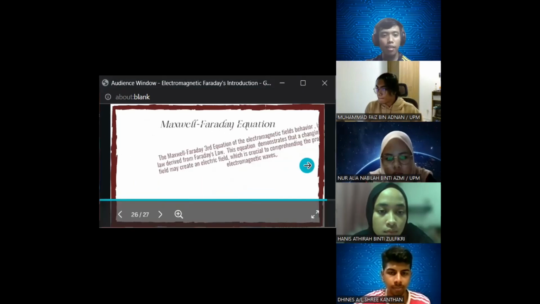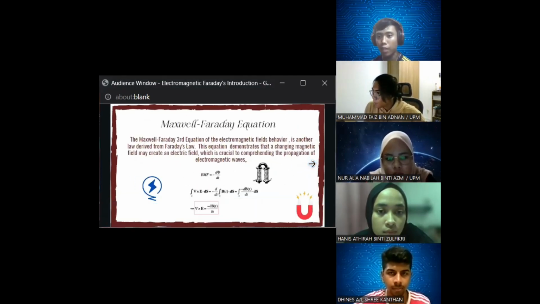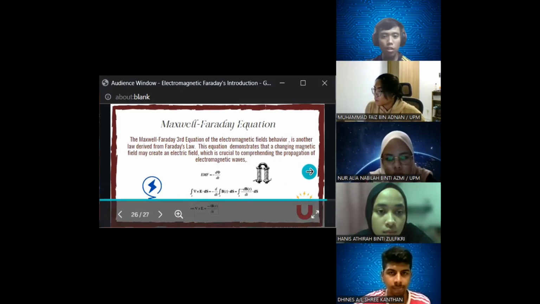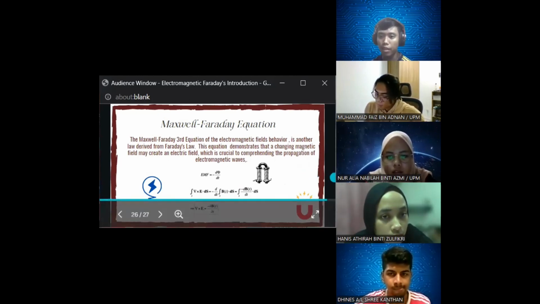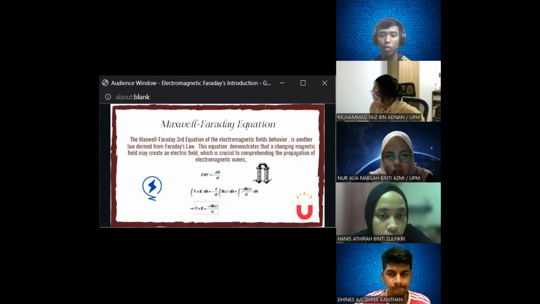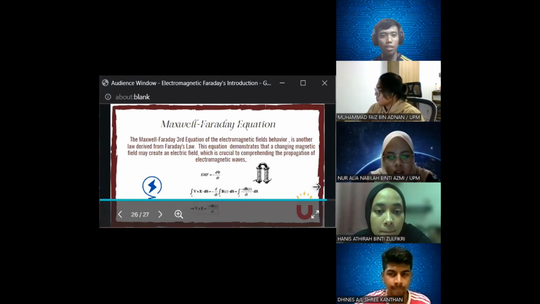And then the next is Maxwell's third equation of electromagnetic field behavior. According to the Maxwell-Faraday equation, the curl of the electric field is equal to the negative time derivative of the magnetic flux density. Based on this equation, a changing magnetic field may create an electric field, which is important to understand the propagation of electromagnetic waves. So those are the two things that I think are related to our topic, Faraday's law.